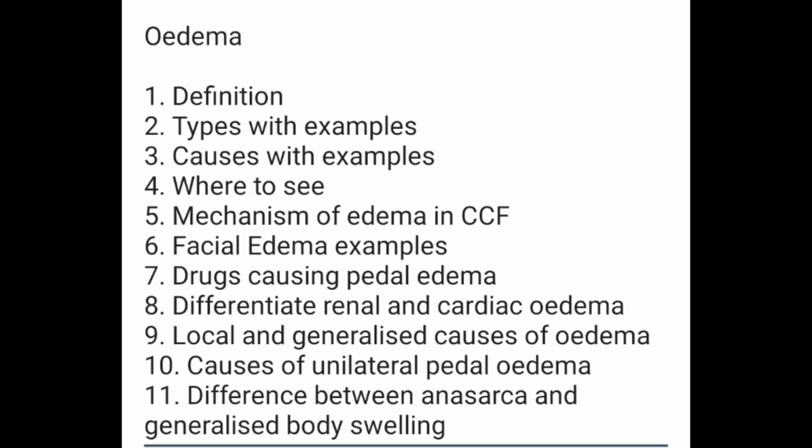What are the types of edema with examples? There are two types of edema: pitting edema and non-pitting edema. Pitting edema is due to congestive heart failure or cirrhosis of liver or due to some renal causes like nephrotic syndrome or chronic kidney disease. But non-pitting edema is due to myxedema or goiter or lymphatic obstruction as in filariasis.